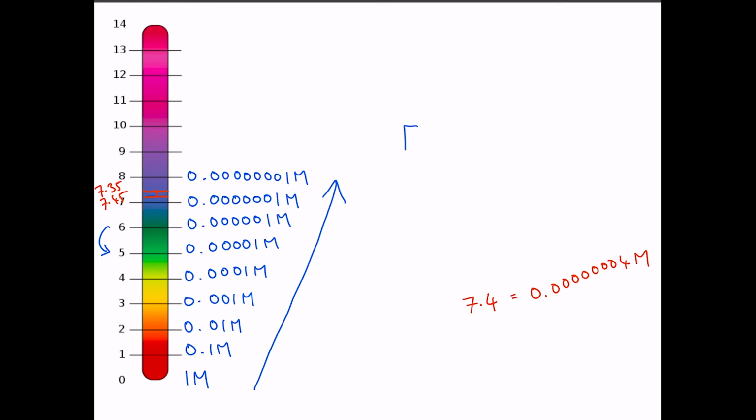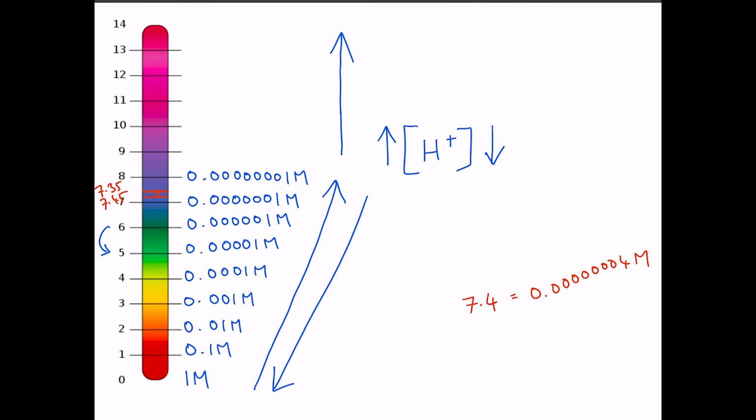Remember, it's all about the concentration of hydrogen ions. As you go up in the pH scale, the concentration goes down because it's the negative log, the negative base 10. As you go down on the pH scale, things become more concentrated. In actual fact, 10 times.